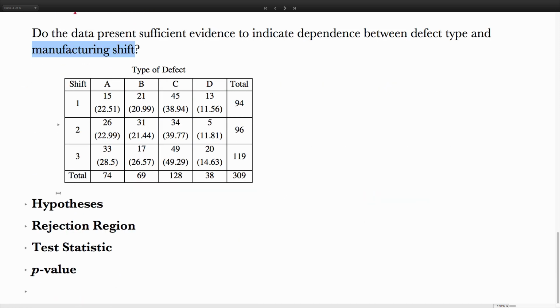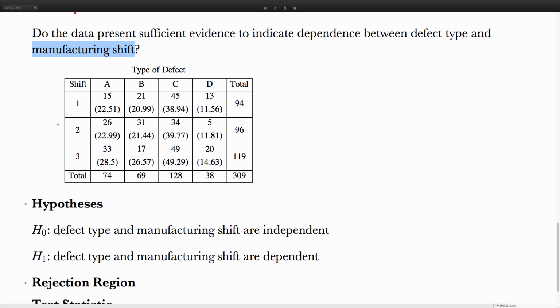Our hypothesis, as we mentioned before, is always about independence. So in the null hypothesis, we're going to say that the column variable, which is defect type, and the row variable, which is the manufacturing shift, are independent of one another. And the alternative is the opposite, right? That the defect type and manufacturing shift are dependent. Okay. And since the question has the word dependence in it, the original claim is in H1.